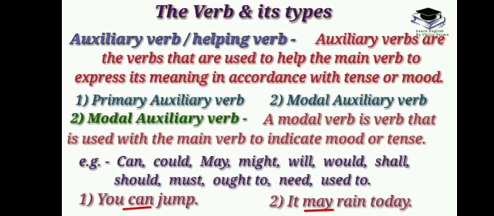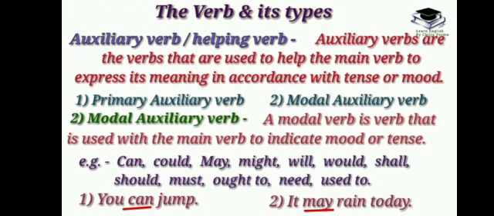Then students, come on to the next type, that is modal auxiliary verbs. Modal auxiliary verbs are the verbs that are used with the main verb to indicate mood or tense, and these words are like can, could, may, might, will, should, would, shall, must, ought to, need to, used to.